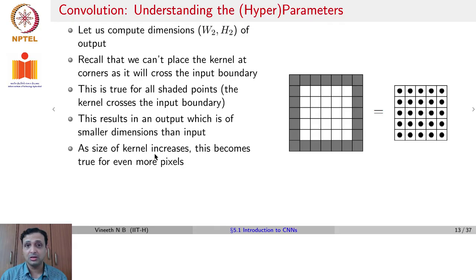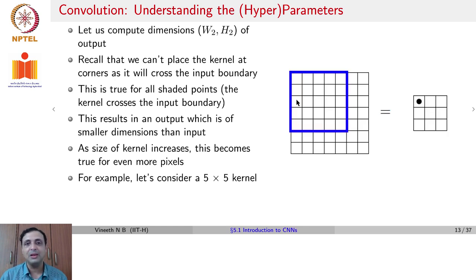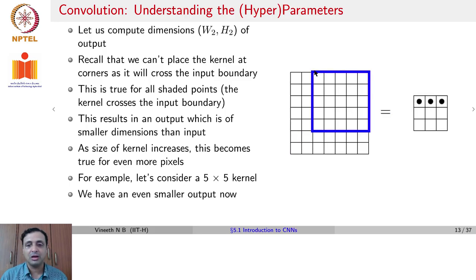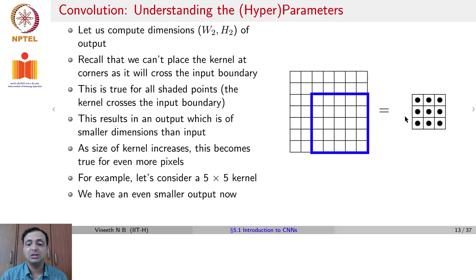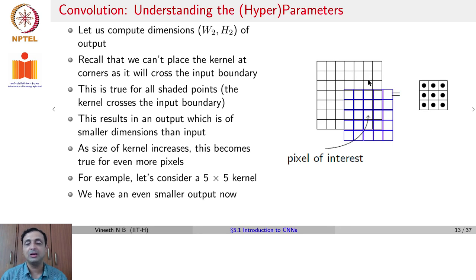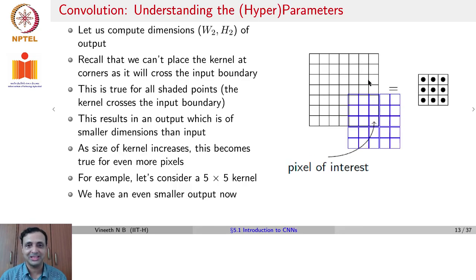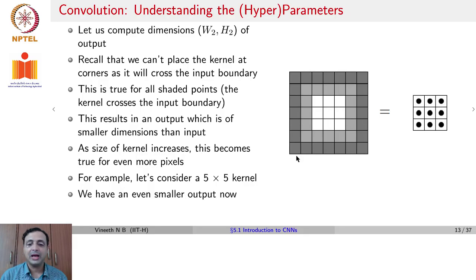As the size of the filter or the kernel increases, you can make out that even more pixels along the boundary are going to get affected. For example, if you take a 5 by 5 kernel now, and as you slide this 5 by 5 kernel across, you're going to get an even smaller output, because more border pixels are going to get affected. You won't be able to convolve with those pixels that go outside the boundary. So you would have an entire region which is outside the boundary for which you will not be able to compute convolution. So your output in this case would be a 3x3 matrix.